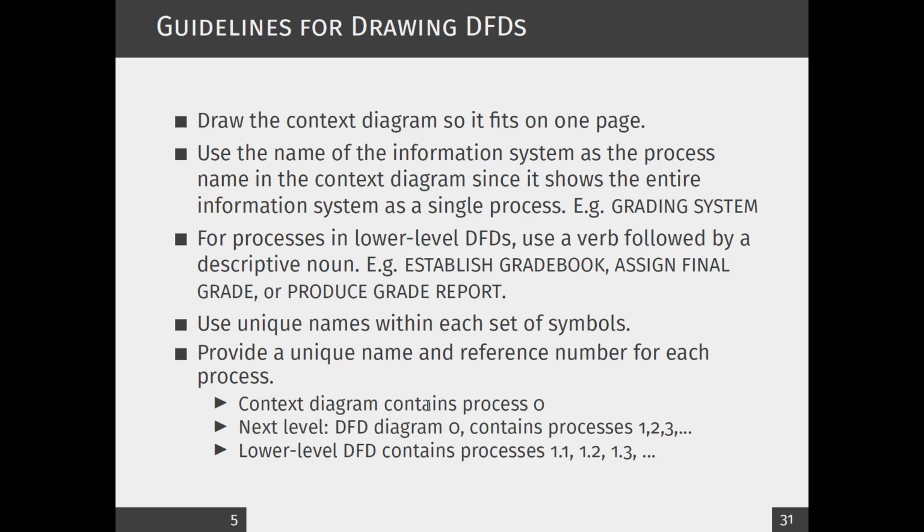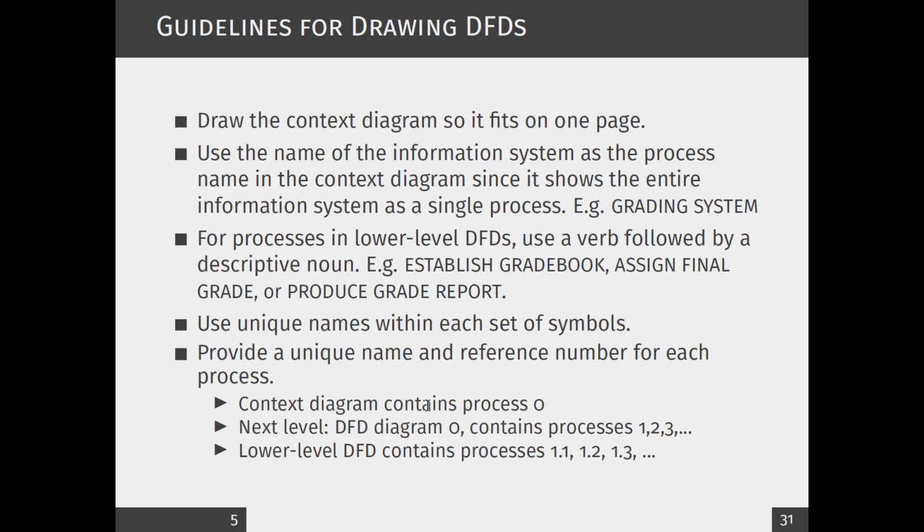In lower level data flow diagrams, we can use a verb with a noun. For example, if you take the grading system as the context diagram, we can say establish grade book, assign final grade, produce grade report, and so on. Remember to use unique names for each of these symbols, and give each a name as well as a reference number.